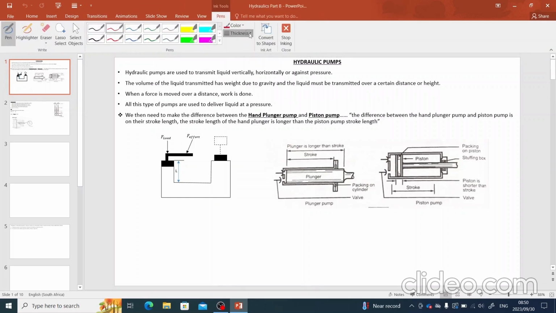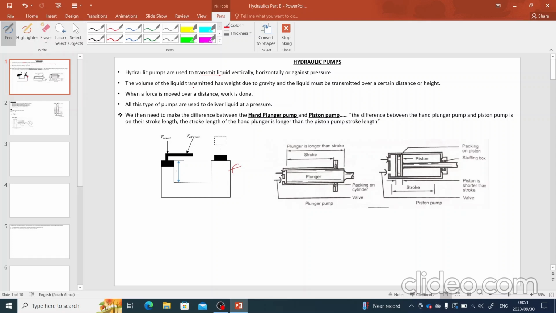The second part of hydraulics, we are dealing with hydraulic pumps. The first one we were dealing with was the hand pump, which is what we dealt with in the first part of hydraulics. Now, in the second part of hydraulics, we are dealing with the pumps. Hydraulic pumps are used to transmit liquid vertically, horizontally, or against pressure.